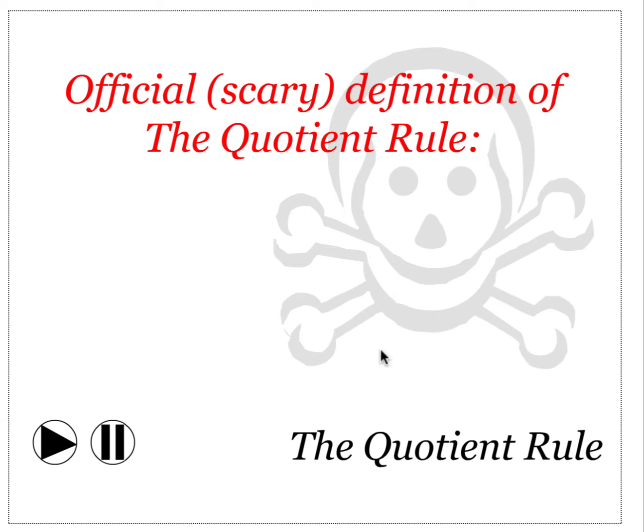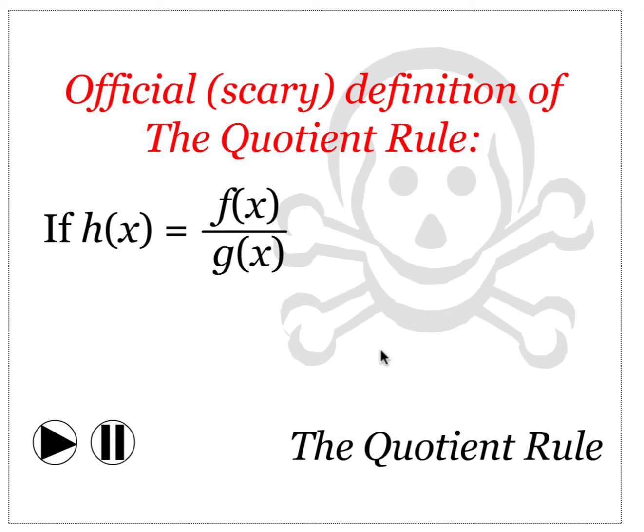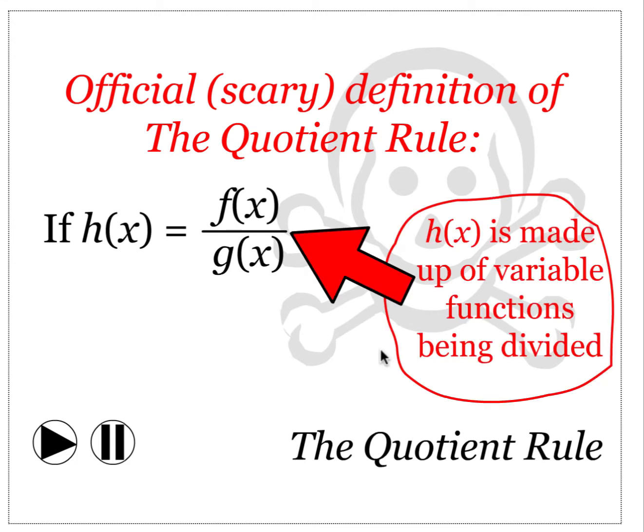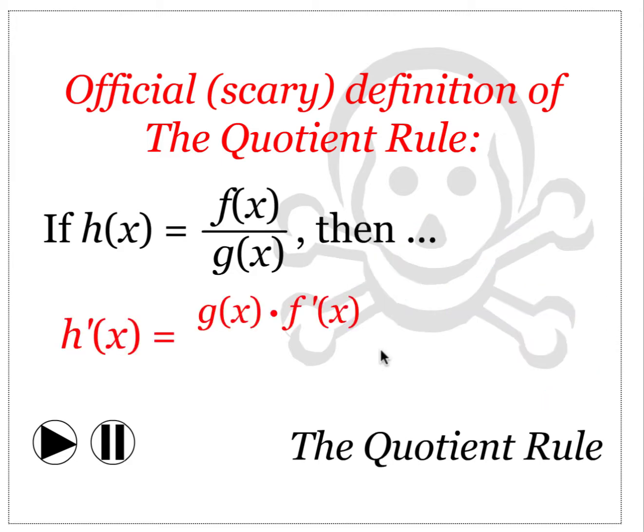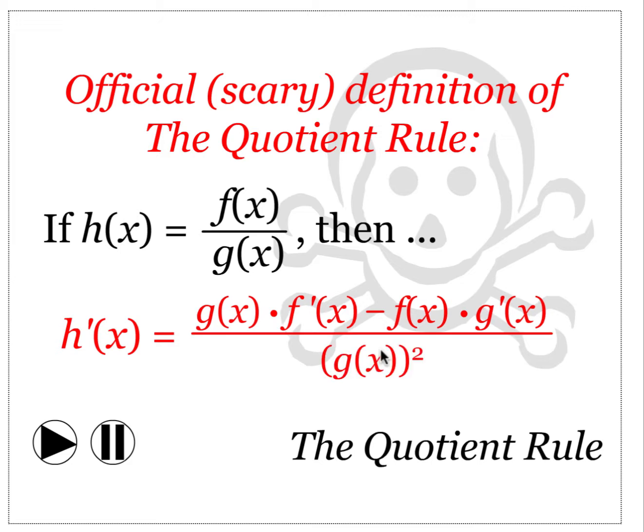Let's go ahead and define the quotient rule in official math terms. If some function h of x is equal to f of x divided by g of x, in other words, h of x is just some function defined as the quotient of two other functions, then the derivative of h of x is equal to g of x times f prime of x minus f of x times g prime of x, all over g of x squared.